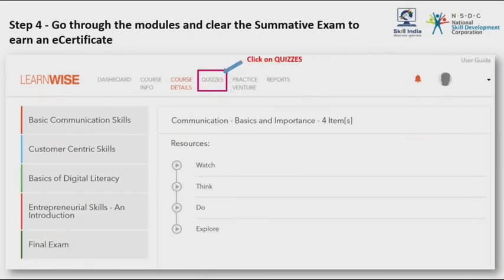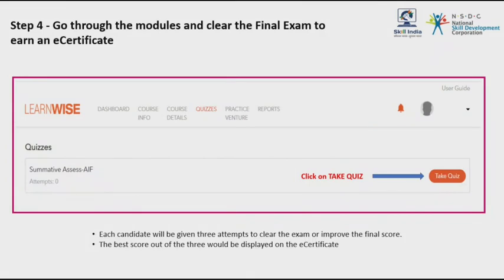Now click on Quizzes. Click on Take Quiz and complete the quiz.